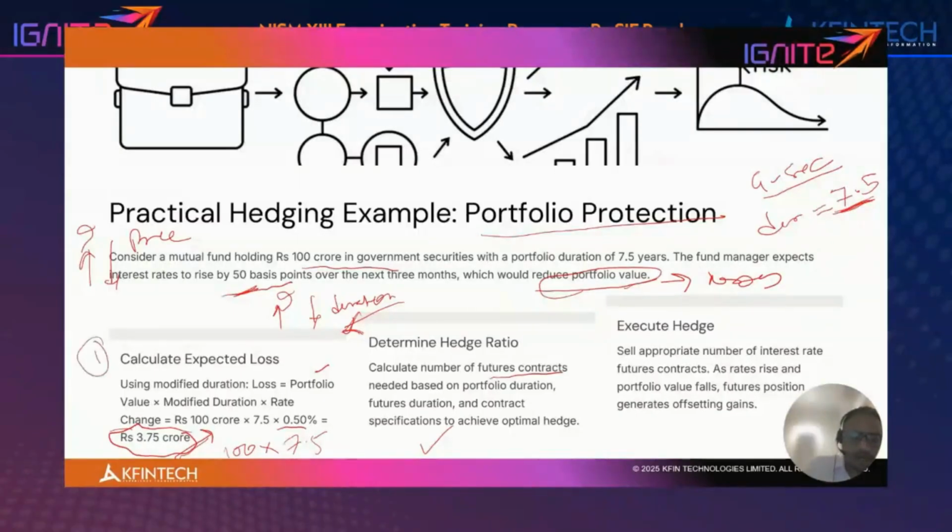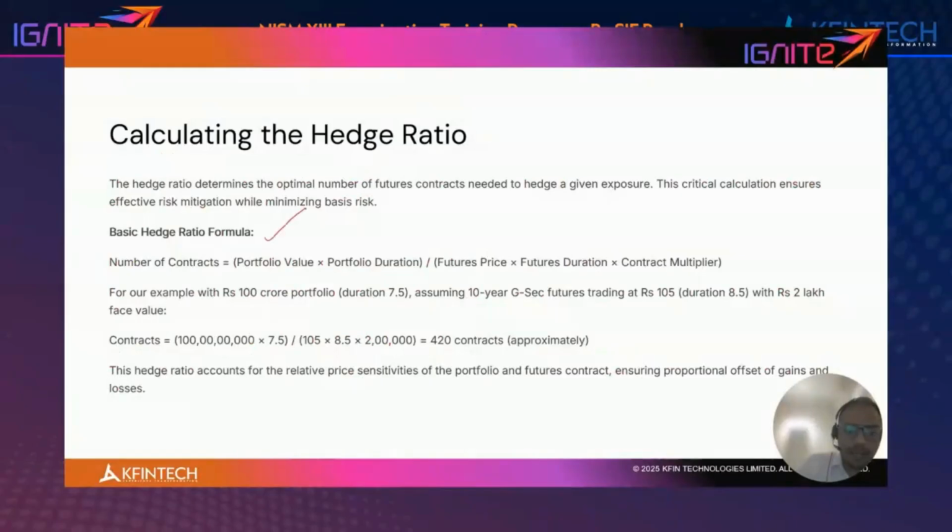Step 1 is to calculate the expected loss. Second is to calculate the number of futures required to protect it. And third is basically the execution. First is to compute the expected loss. Second is to compute the number of futures, the number of lots required, to enter into this transaction. So let's see the formula again.